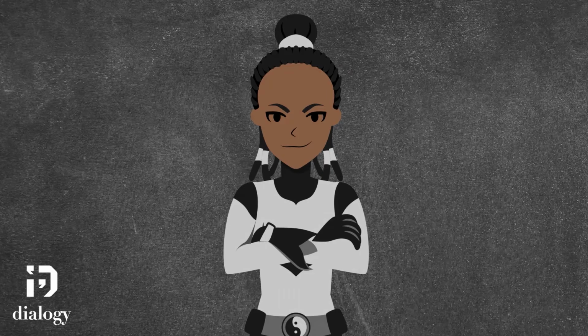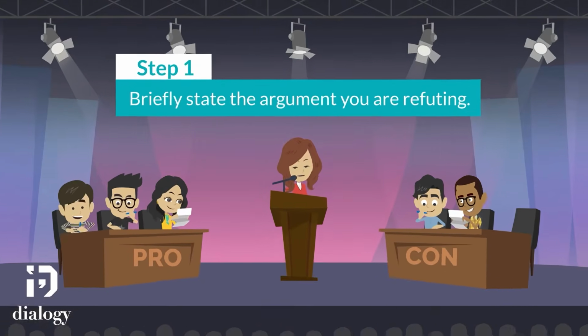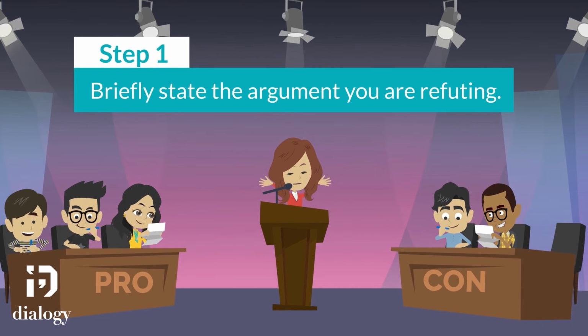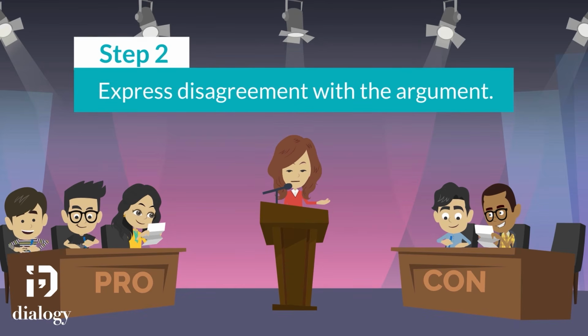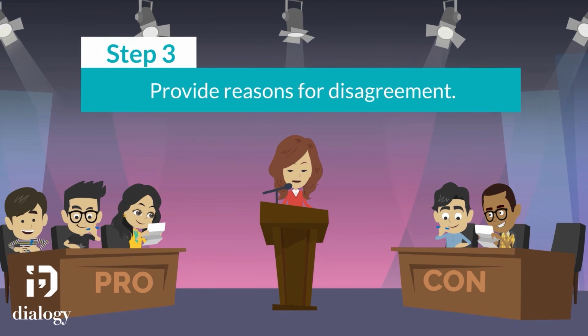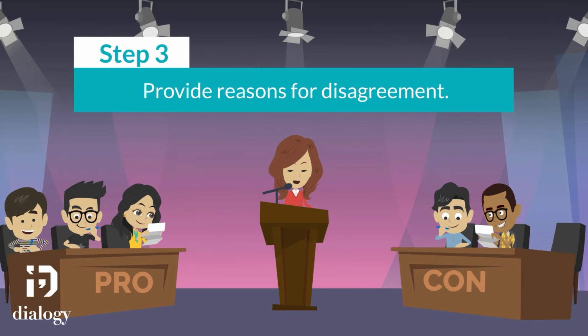Now, let's look at an example of the 4 steps in action. My opponent's first argument was mobile phones are harmful to kids' eyes. They explained that the blue light on the phone, along with the inability of kids to control phone use, will damage their eyes and can even lead to blindness. However, I would like to challenge this argument. I think this argument is flawed for 2 reasons.